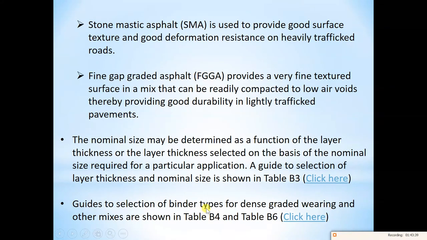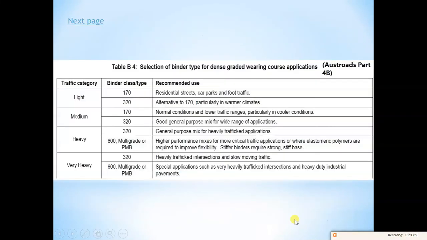The selection of the binder types, you can choose the various types of binder that one wants to use, and this one's specifically for the dense graded asphalt. So we could use various types. For dense graded asphalt, we can use a single size, class 170, class 220, for the light and medium. Or we could use the 320 or 600 or multi-grade or PMB for the heavy or very heavy.